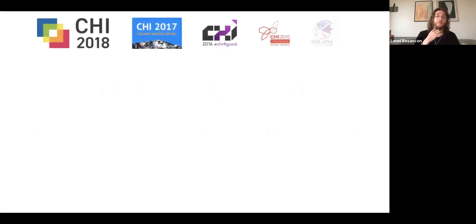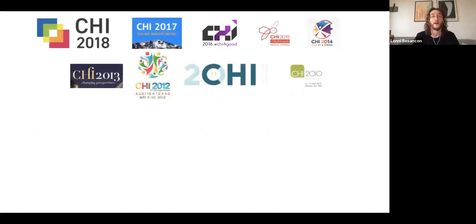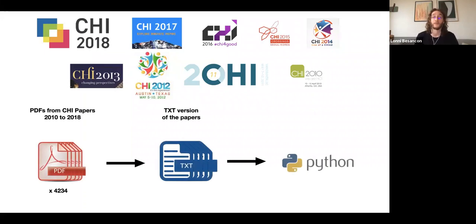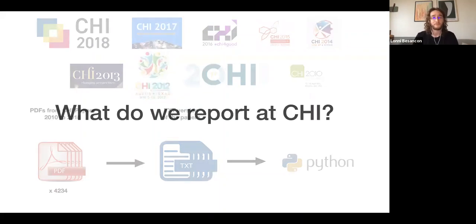And so that's why we decided to look at this with Pierre. We took all of the papers from the CHI conference, being the main conference for my field, and decided to just analyze what they report and how they conclude on results. There was a total of more than 4,000 papers that we downloaded from the proceedings. We made text versions of the papers through a Python script, and then we analyzed the text with Python again.